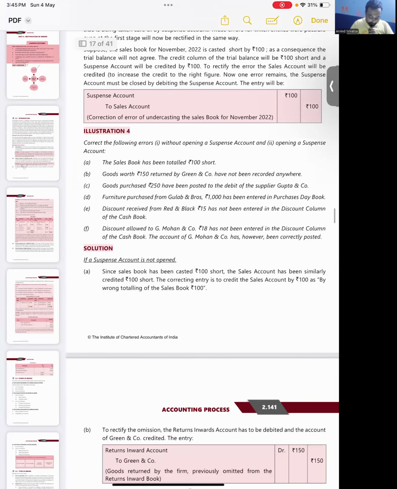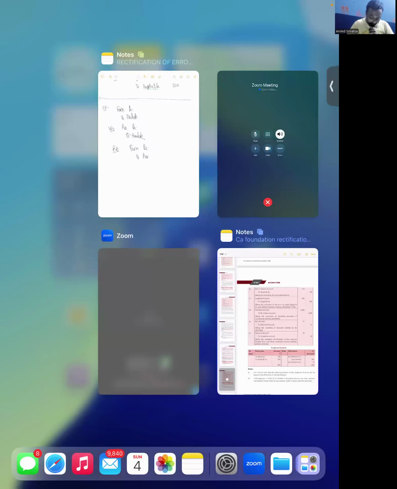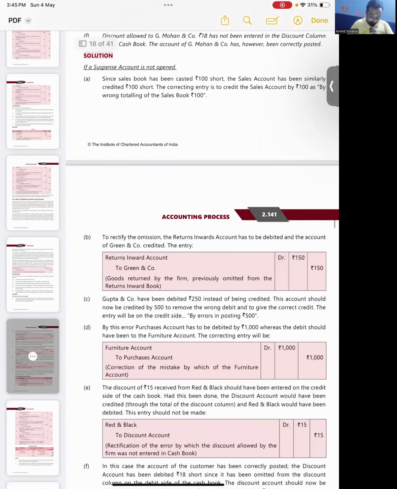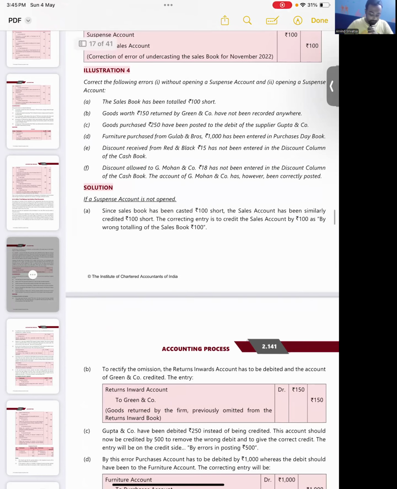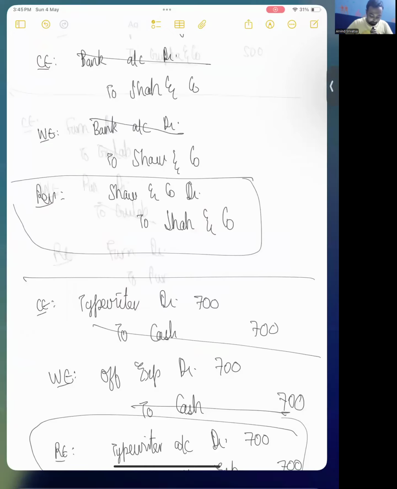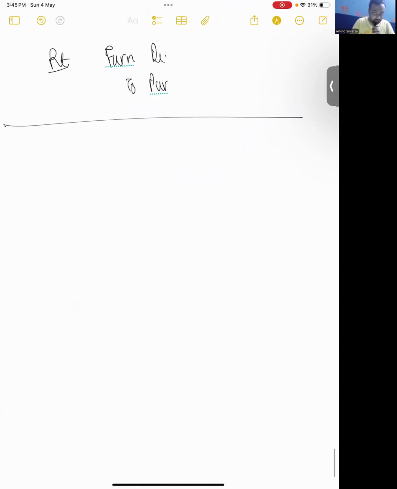So what have they done? Yes, sir. So that's what they have done. Amount I didn't write. That's fine. So you don't need the amount for this one. This was straightforward. So discount received from red and black 15 has not been entered in the discount column of the cash book. Point E. So red and black gave us a discount, sir. So we didn't enter it in the discount column of the cash book.